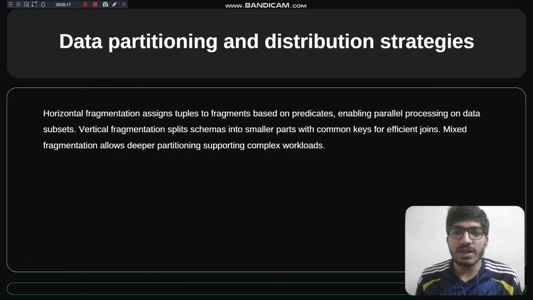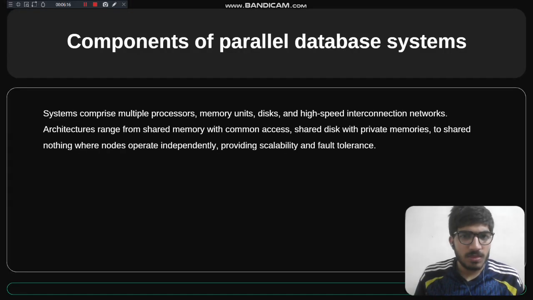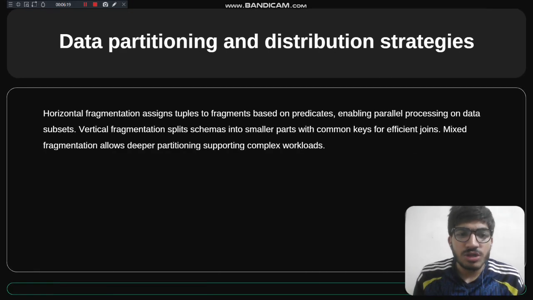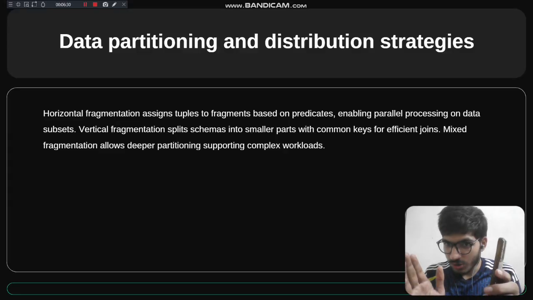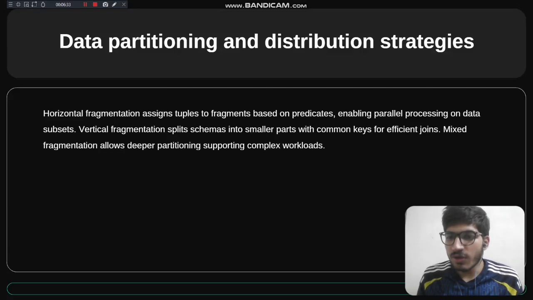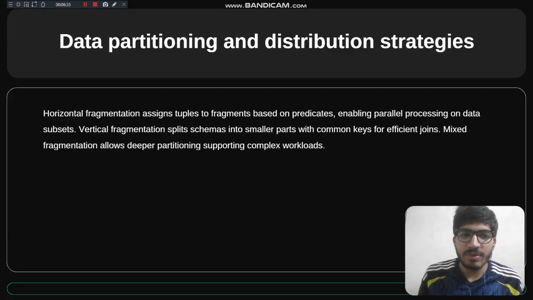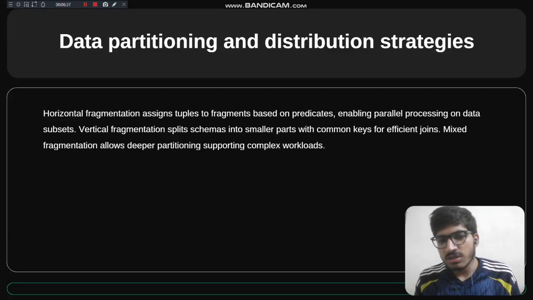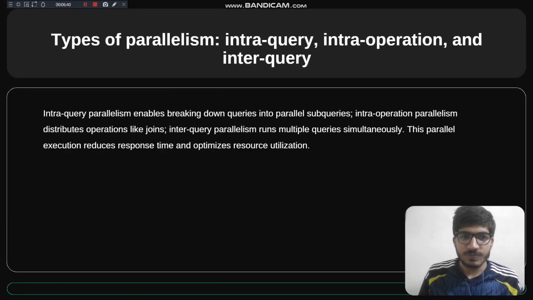Now, data partitioning and distribution strategies. Horizontal fragmentation assigns tuples to fragments based on predicates, enabling parallel processing on data subsets. Vertical fragmentation splits schemas into smaller parts with common keys for efficient joins, and mixed fragmentation allows deeper partitioning, supporting complex workloads. Now, types of parallelism: intra-query, intra-operation, and inter-query.